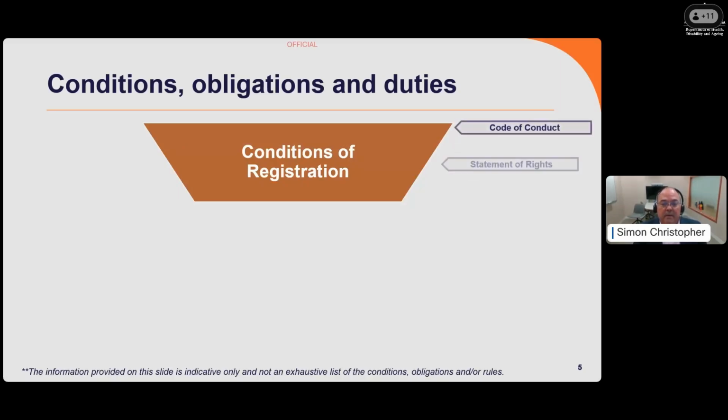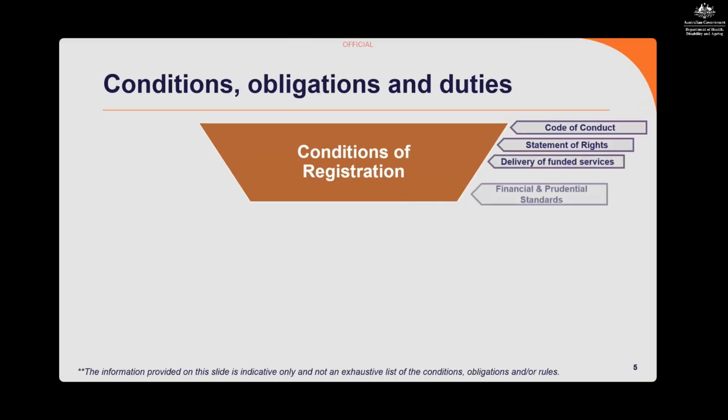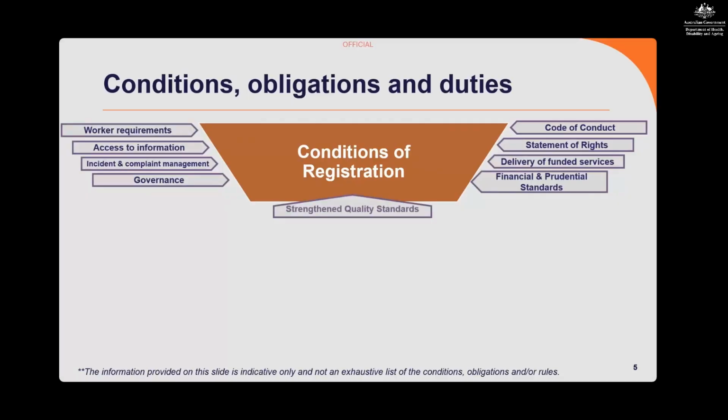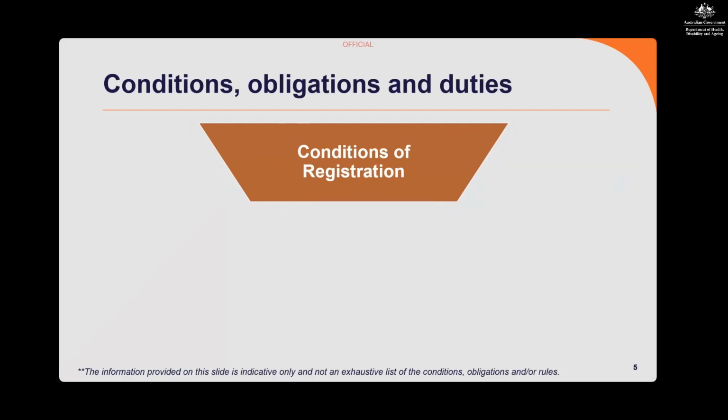They operationalise engagement with requirements such as the Aged Care Code of Conduct, Statement of Rights, delivery of funded services, financial and prudential standards, aged care worker screening, access to information, governance requirements, incident and complaints management, and the strengthened aged care quality standards. Most conditions of registration within the Act have more detailed expectations within the supporting rules.